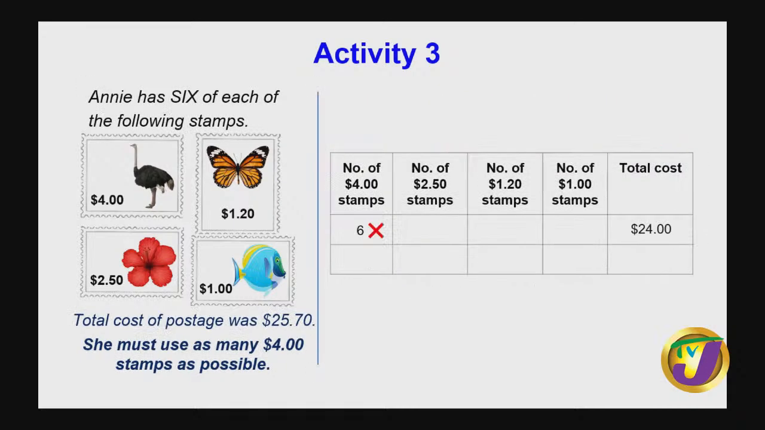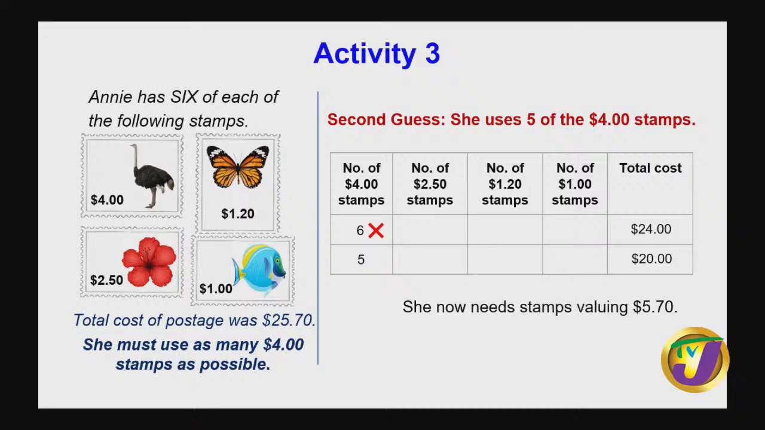Because it says as many $4 stamps as possible, if 6 doesn't work, the next best guess is 5. That's because we want as many as possible. If she used 5 $4 stamps, that would cover $20. She now needs stamps valuing $5.70. Let's pause right here and talk about the $2.50 stamps.